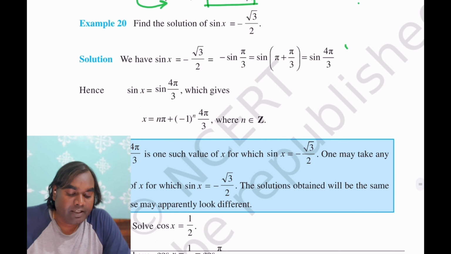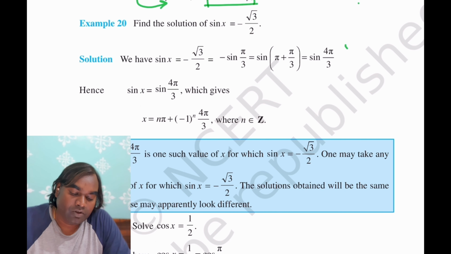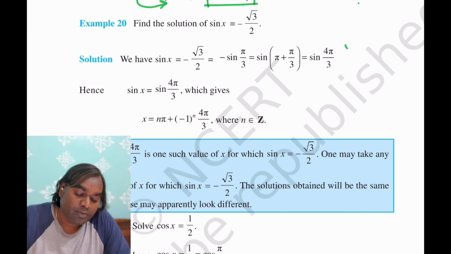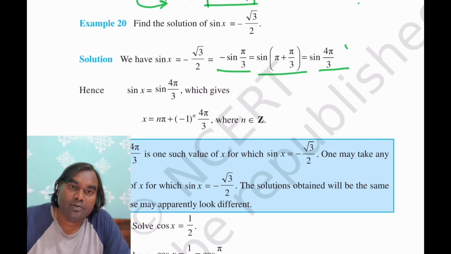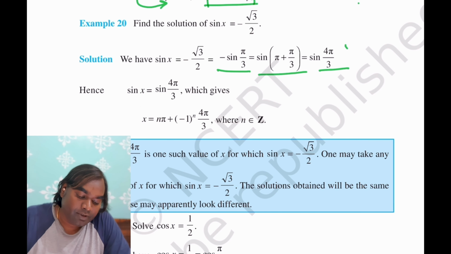Now example 20, find the solution of sin x is equal to minus square root 3 by 2. So we know that sin x is equal to minus square root 3 by 2, which is equal to minus sin pi by 3. And this can be written as sin of pi plus pi by 3, that is 4 pi by 3, sin 4 pi by 3. Therefore sin x is equal to sin 4 pi by 3. This implies that x is equal to n pi plus minus 1 to the power n into 4 pi by 3.